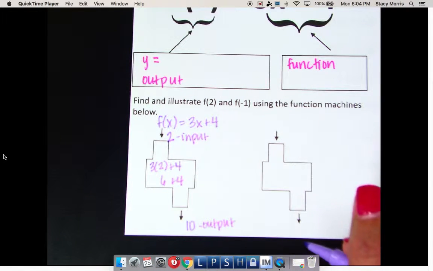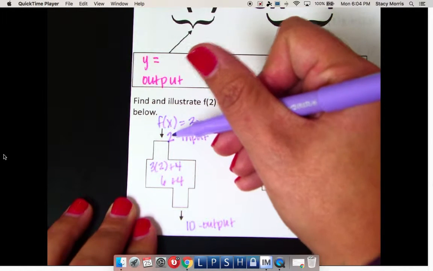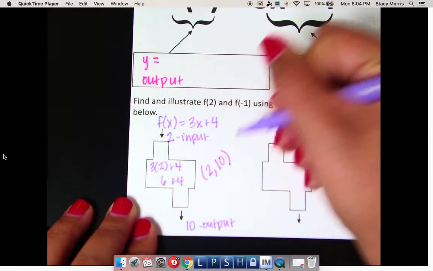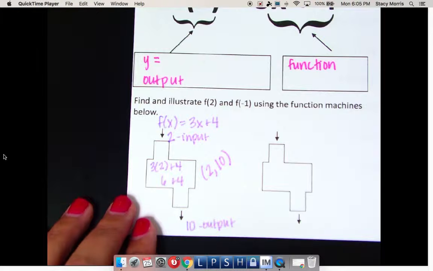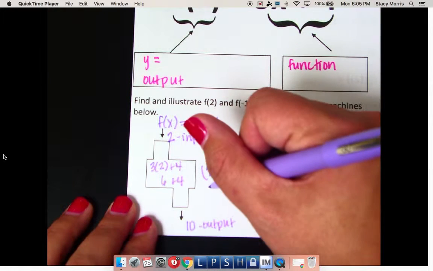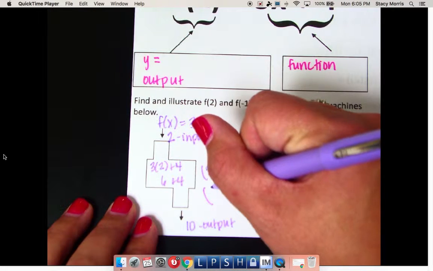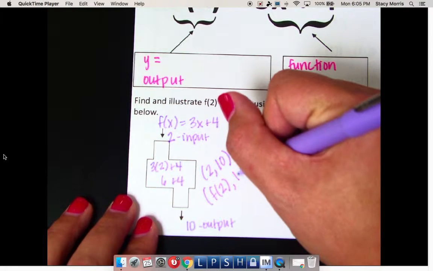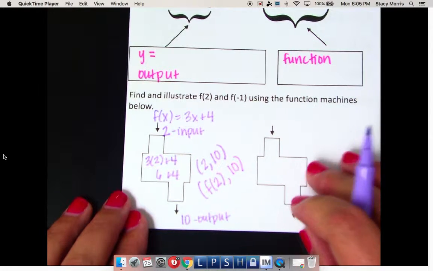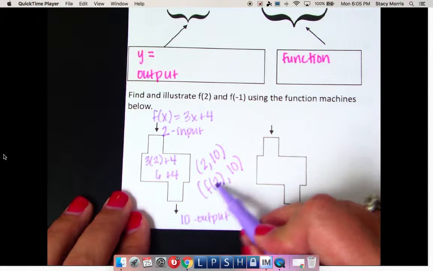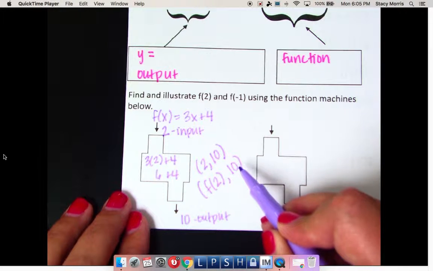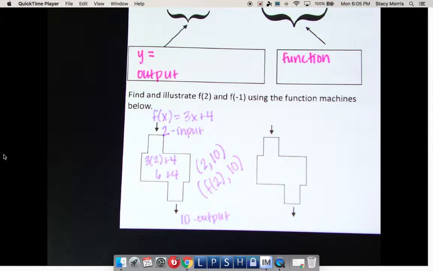We actually could write that as an ordered pair. They might have you do that sometimes. As an ordered pair, the x is the input, so that would be 2, and the output is the y. So this ordered pair, 2, 10, represents this function notation. Another way they could write that is f of 2, right? That was the input, and we got out a 10. Just know that might be another way you see that. Not a huge fan of this second thing, but all that tells you is you put in a 2, you got a 10 out. All right, so same thing on the other one.